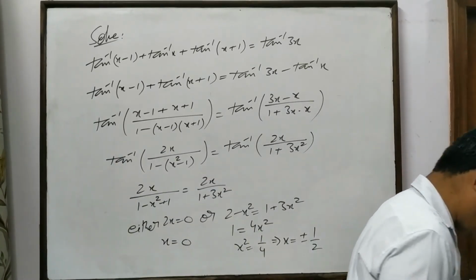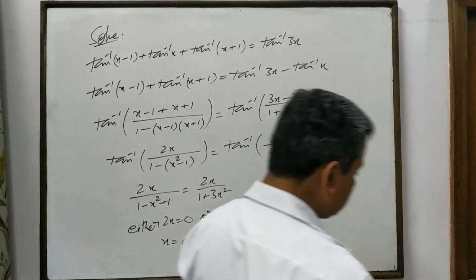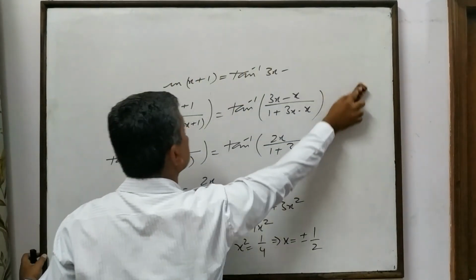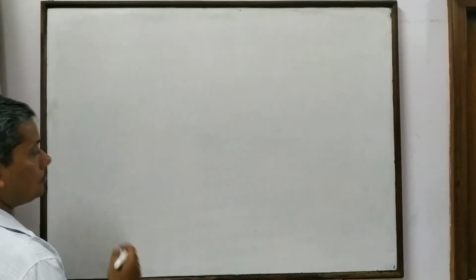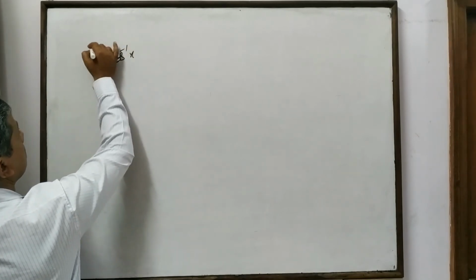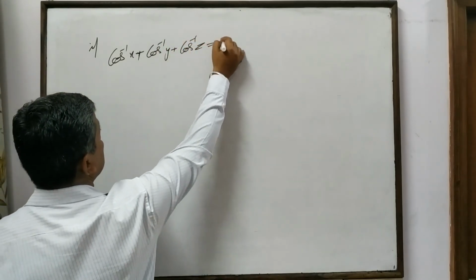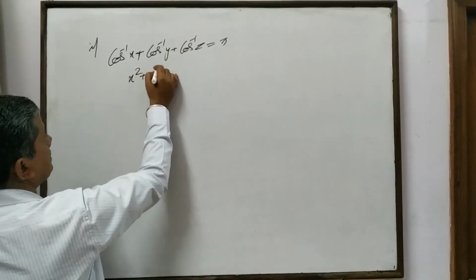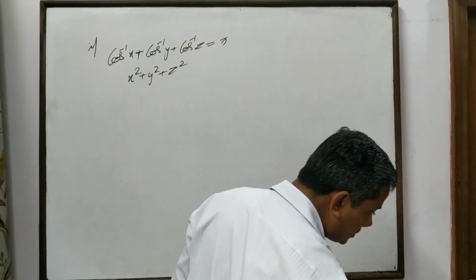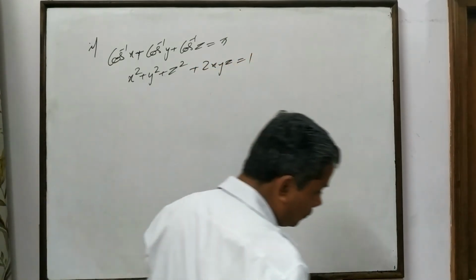So you have another question that says prove that if cos inverse x plus cos inverse y plus cos inverse z is equal to pi, then prove that x square plus y square plus z square plus 2xyz is equal to 1.